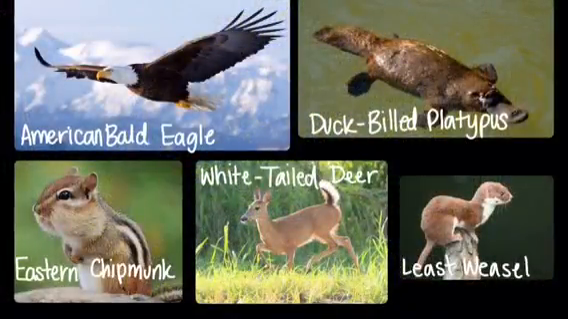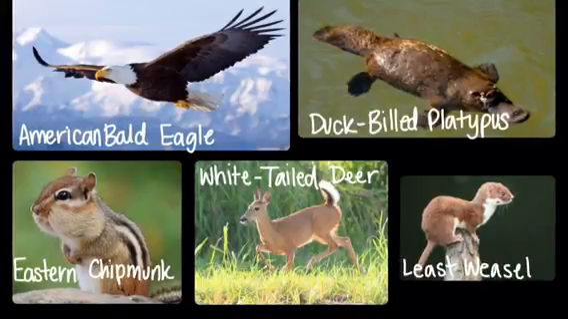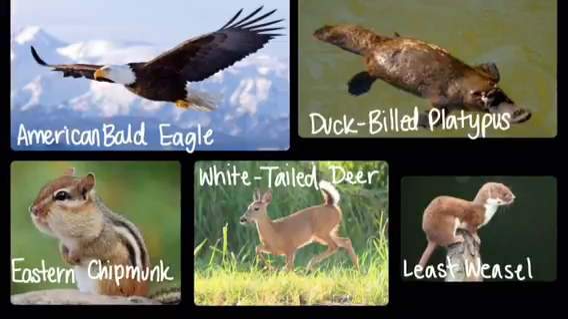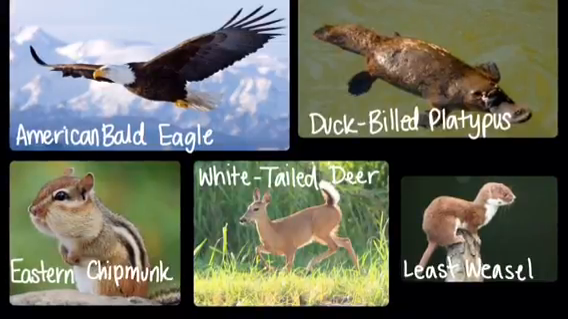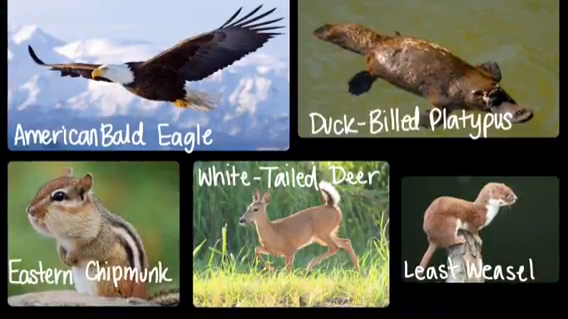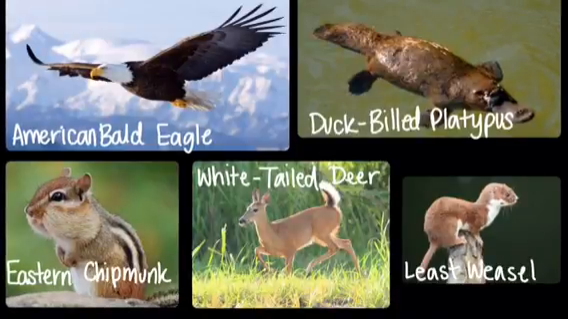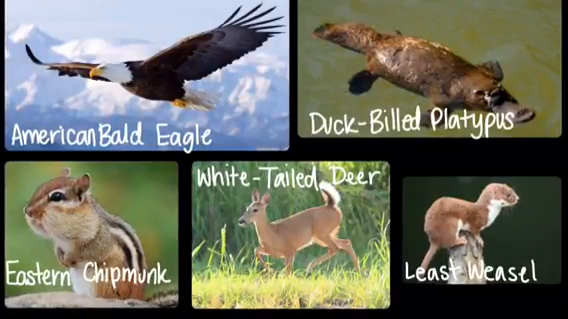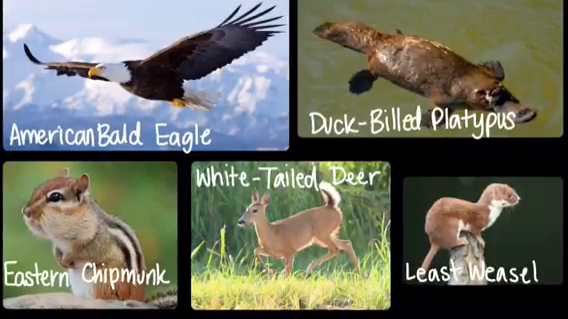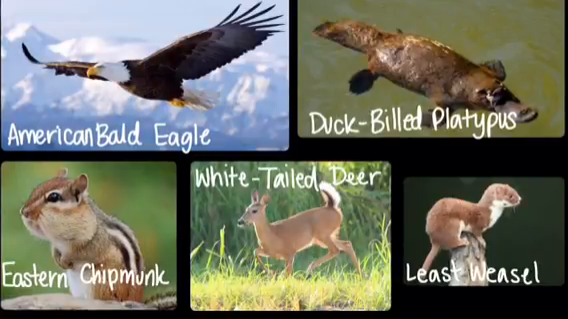Some examples of native animals include the American bald eagle, the duck-billed platypus, an eastern chipmunk, the white-tailed deer, and the least weasel. Some adaptations of animals in this biome include migration and hibernation. A wide variety of birds migrate during the winter season to warmer locations, and many mammals hibernate during the winter when food supplies are lower. Another adaptation that many animals have is food storage, so some animals will gather nuts and seeds that are abundant in the summer and store them in the hollows of trees to save them for the winter.